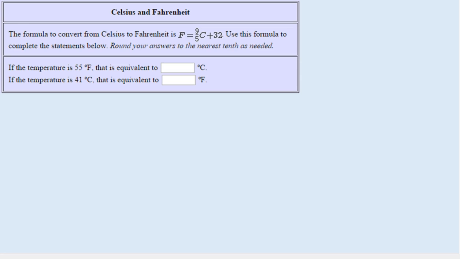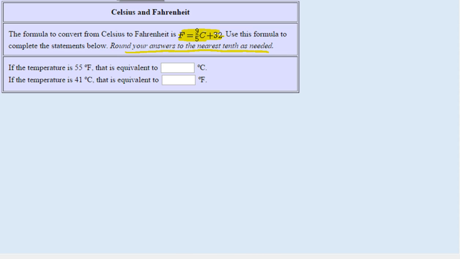Let's begin by reading the question. The formula to convert from Celsius to Fahrenheit is Fahrenheit equals 9/5 C, Celsius, plus 32. So Celsius and Fahrenheit are two different measurement scales for measuring temperature. And it says, use this formula to complete the statements below. Round your answers to the nearest tenth as needed.